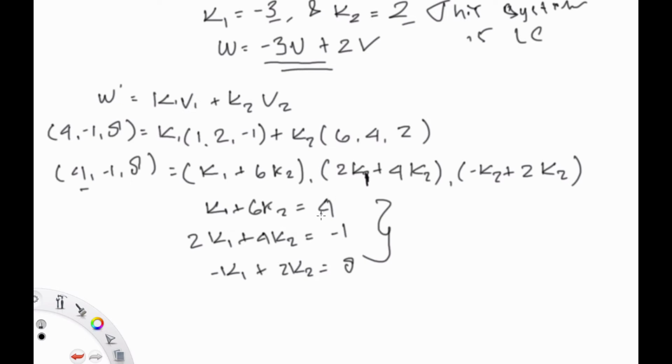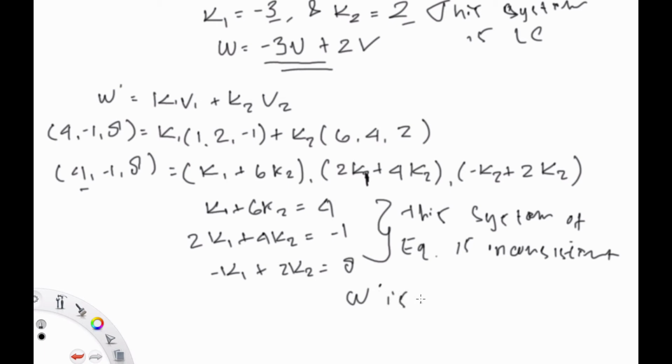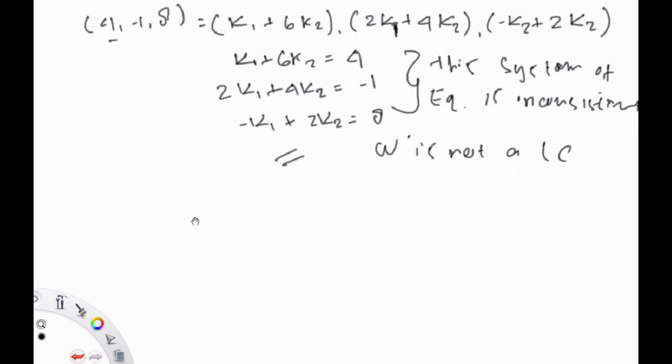By using elimination on this system of linear equations, we cannot get any value for k1 and k2. This means the system of equations is inconsistent. So w prime is not a linear combination, because after we calculate it, we do not get real values like we did for the previous w.